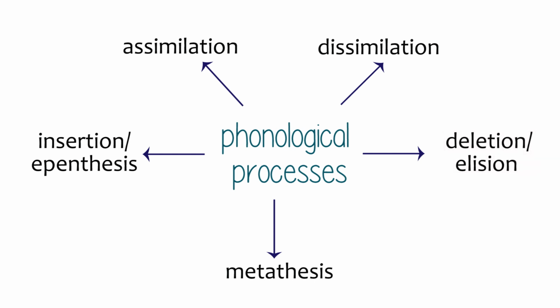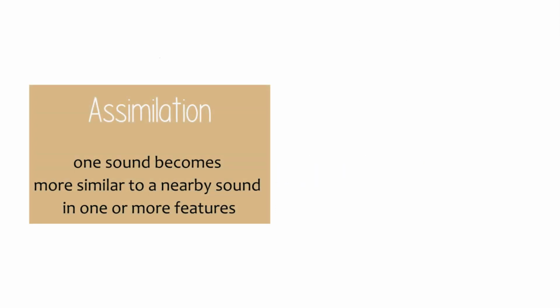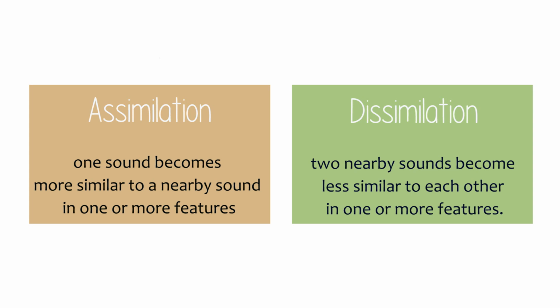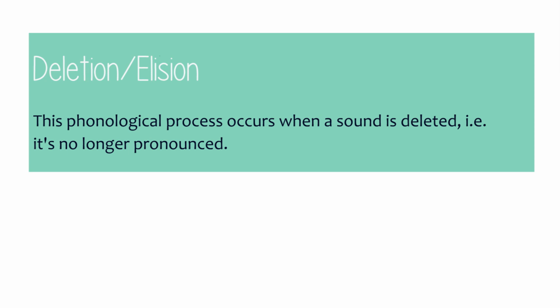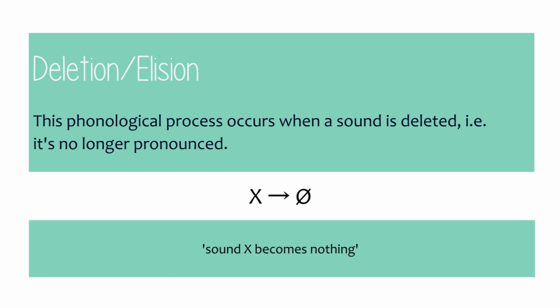Okay? So in assimilation, we had two sounds becoming more similar to each other than they originally were. In dissimilation, you have two sounds becoming less similar to each other. In deletion, we have a sound being deleted, as the name suggests. So if I want to show it in technical notation, we have sound X, which becomes nothing. It means that's what deletion is. Something becomes nothing. So how does that make sense? Like, give me an example, right?